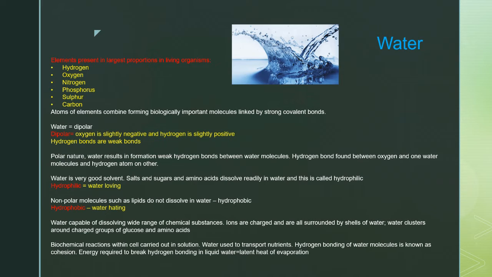So overall, water is capable of dissolving a wide range of chemical substances, and ions are charged and are all surrounded by shells of water, known as water clusters, as are charged groups of glucose and amino acids. Biochemical reactions within the cell are carried out in a solution, and water is used to transport nutrients. The hydrogen bonding of the water molecules is known as cohesion. The energy required to break the hydrogen bonding in liquid water is the latent heat of evaporation.